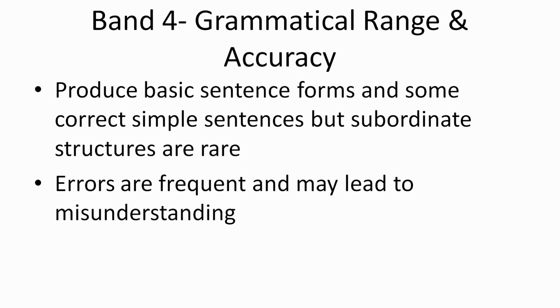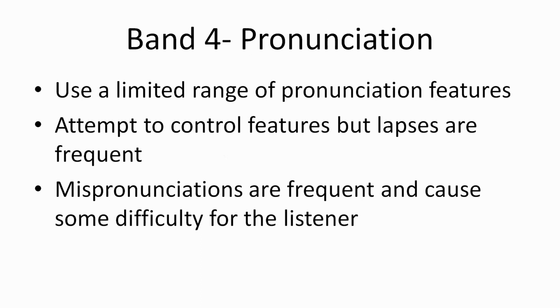Band 4 in grammatical range and accuracy. When you produce basic sentence forms and some correct simple sentences, but your different structures are very rare to notice, then you will have band 4. When you make a lot of errors and it may lead to misunderstanding, then it is band 4 in grammatical range and accuracy.